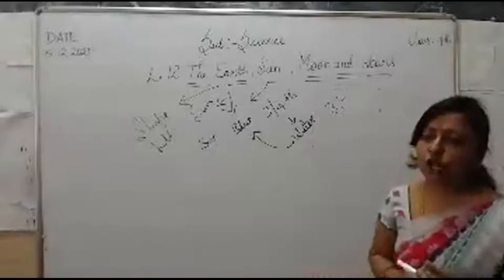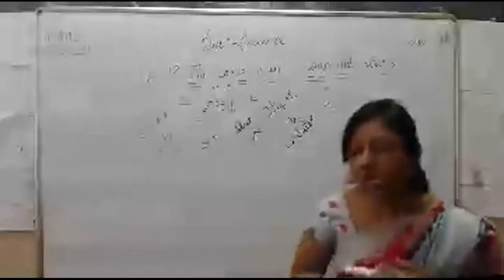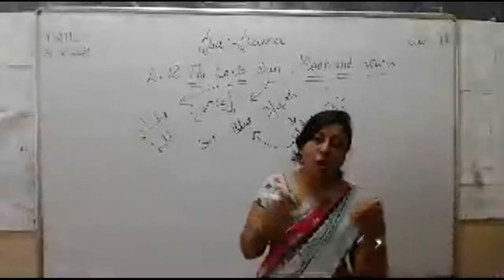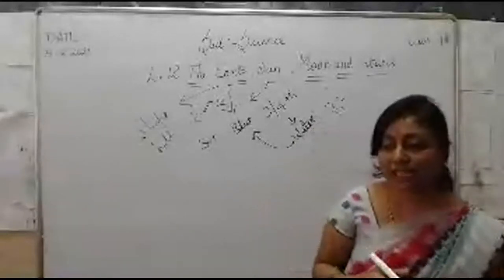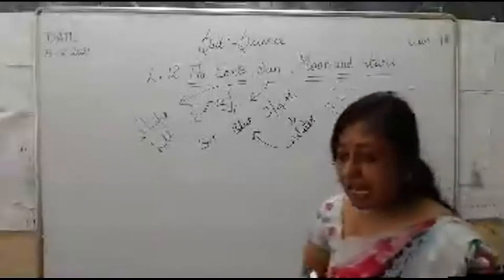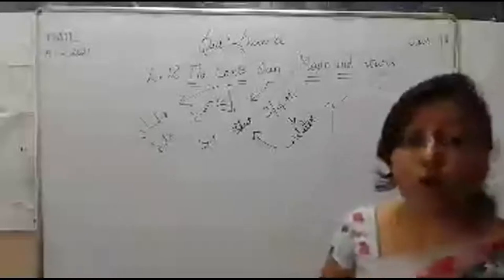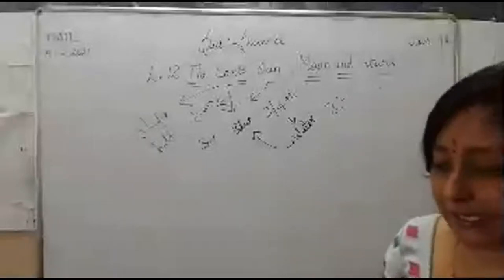Layers of the earth. Long, long ago, what happened? There was no earth at all. Scientists believe that slowly the earth started as a large ball of burning gases.